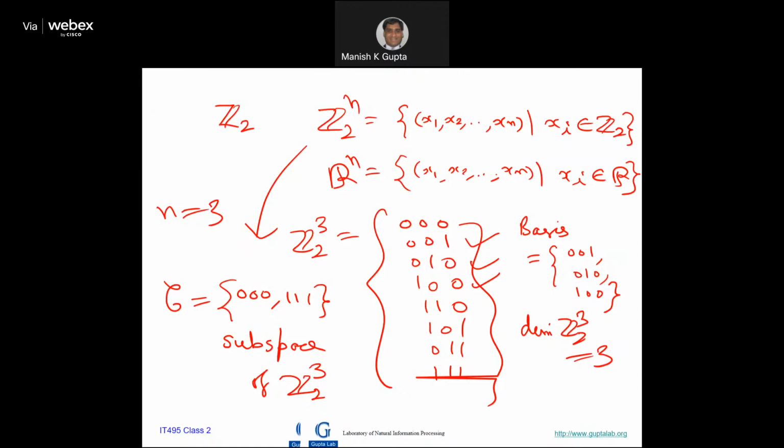Got it? So butterfly, you can make a butterfly here. How? At the bottom, put the 0-dimensional space, which is singleton 0, 0, 0. At the top, put the full space Z2 raised to power 3. All 8 vectors are there. So this is dimension 3, this is dimension 0. Above dimension 0 come the dimension 1 subspaces, all those 7 subspaces. Above that come the dimension 2 subspaces. Then dimension 3. Like this you can make a butterfly picture, right?